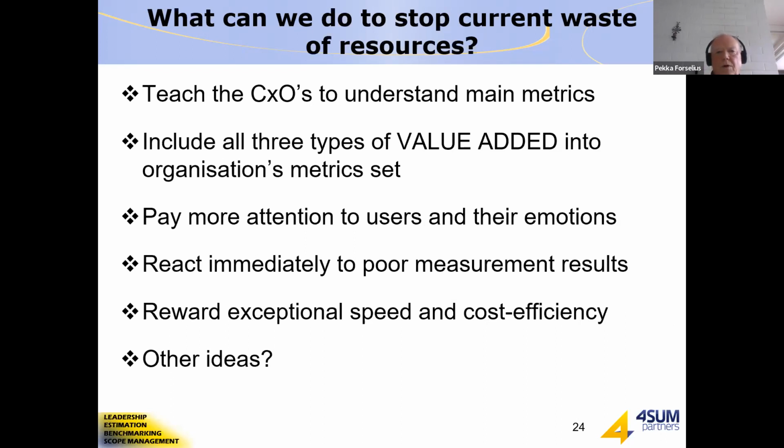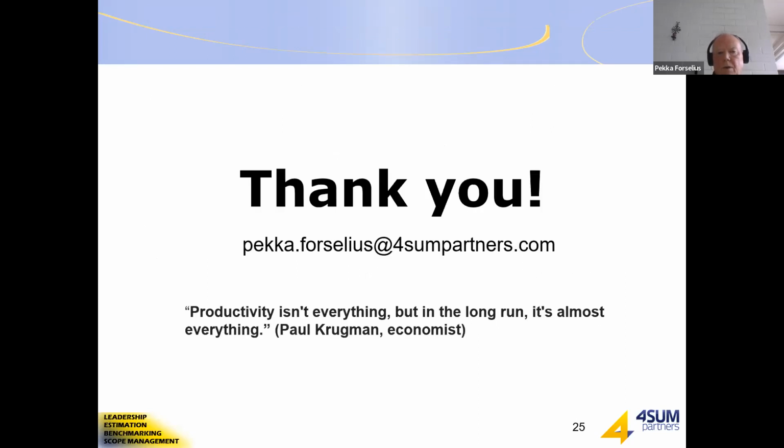So what can we do finally? We can teach CXOs to understand main metrics. They don't know what it means if someone pays 1,000 euros per function point. And then we should include all 3 types of value added into the organization's metric set, pay more attention to users and their emotions, and react immediately to poor measurement results. We should reward exceptional speed and cost efficiency. And then there must be a lot of other ideas on how to make it better.